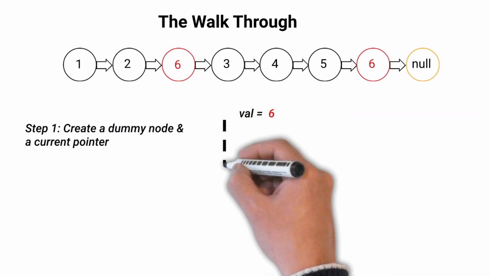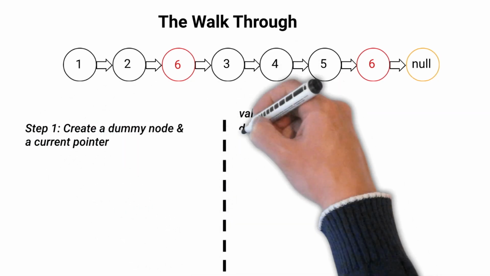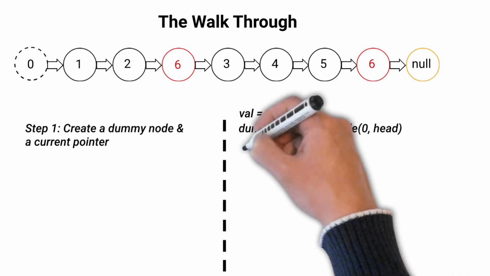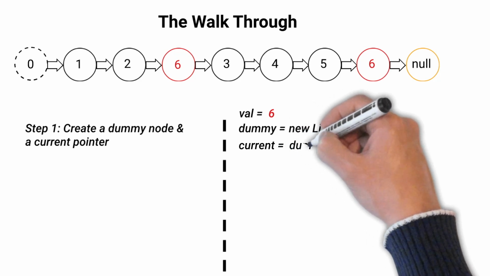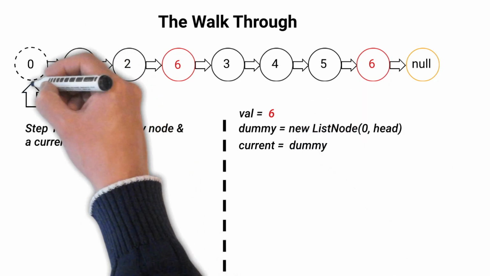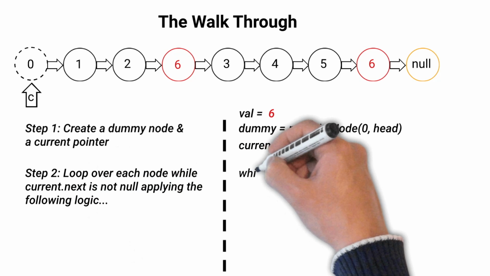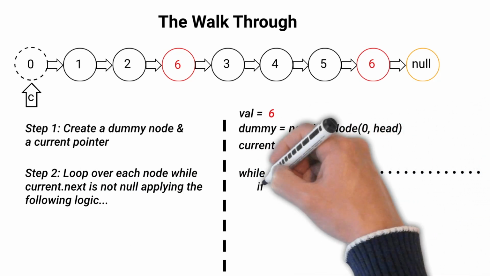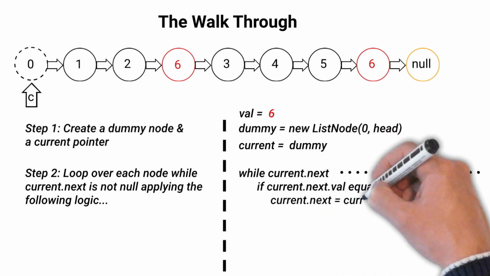Step 1, we create a dummy node and a current pointer. The dummy node is going to be a new list node with a value 0 pointing to the head, and the current is going to be pointing at the new node. Step 2. We need to loop over each node while current.next is not null, applying the following logic.